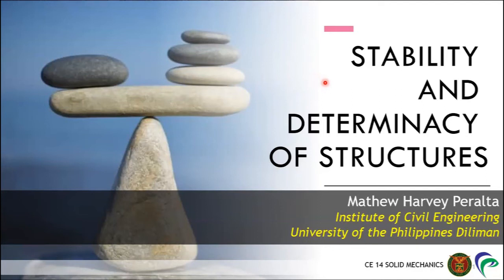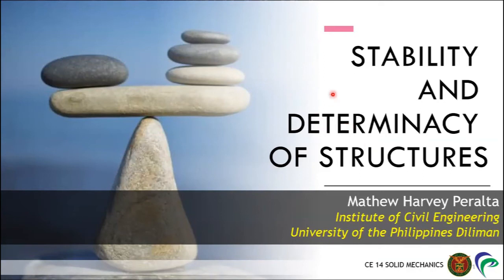So you have to understand two concepts. Number one, stability, and number two, determinacy. Stability is basically the capability of a structure to resist motion. So it's stable if it does not collapse under normal conditions. Determinacy deals with the ability of knowing the unknown forces given only equilibrium equations. So that is the concept of determinacy.